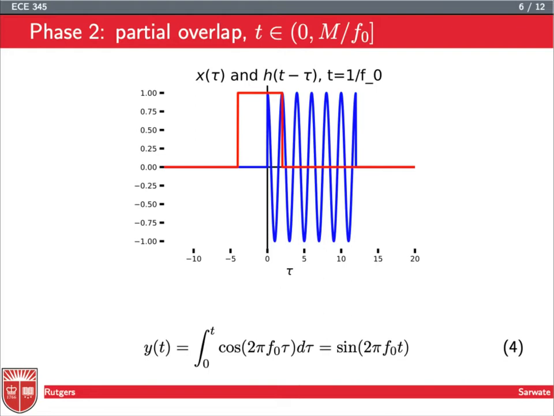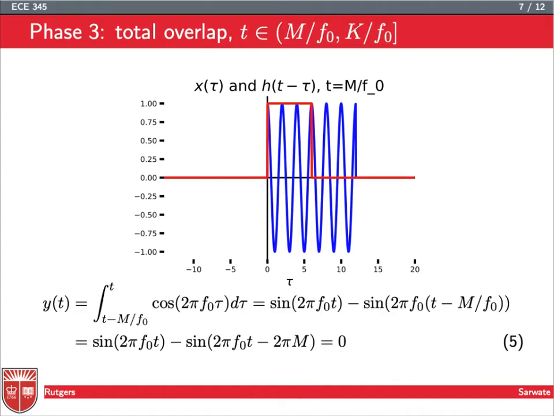And that's going to happen all through phase 2 until the box is completely inside the cosine. So here you have the complete overlap case. And still, at this particular moment when t equals m over f0, this sine actually equals 0, because then we get 2 pi m, and m is an integer, so sine of 2 pi m is 0.